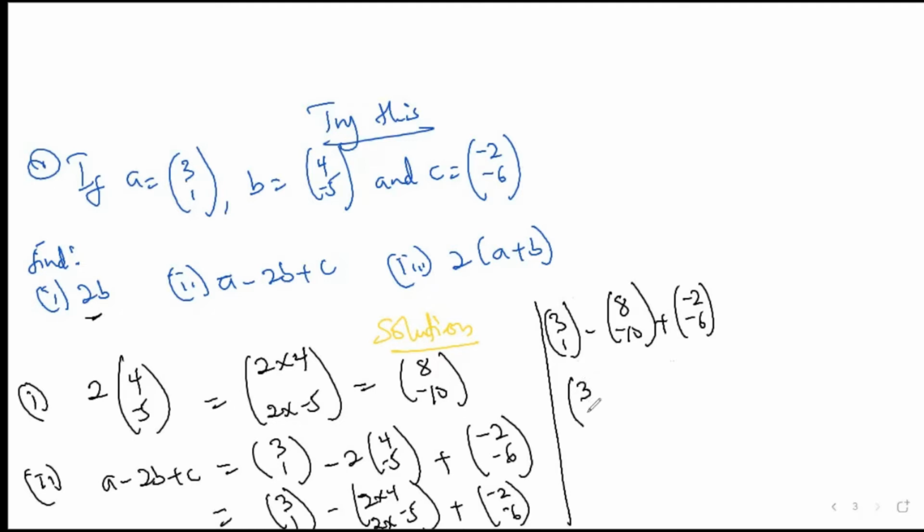In the end, I got negative 3, 7. 1 minus 8 minus 2. 1 plus 10 minus 6. So the final answer is 3 minus 8 minus 2, which is negative 7. And 1 plus 10 minus 6 gives us 5. So this is supposed to be the final answer: (-7, 5). Carol, did you get it? Yes. Good. Now we are done with vectors.